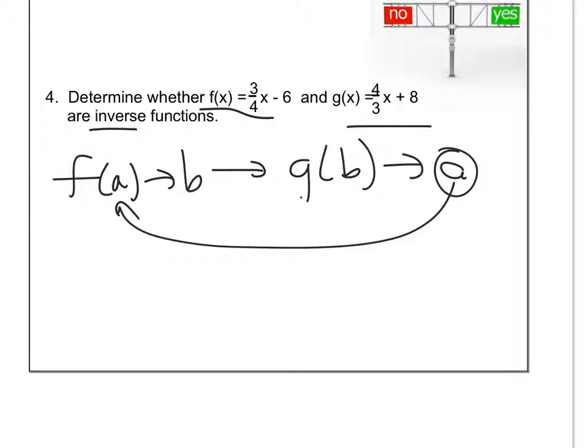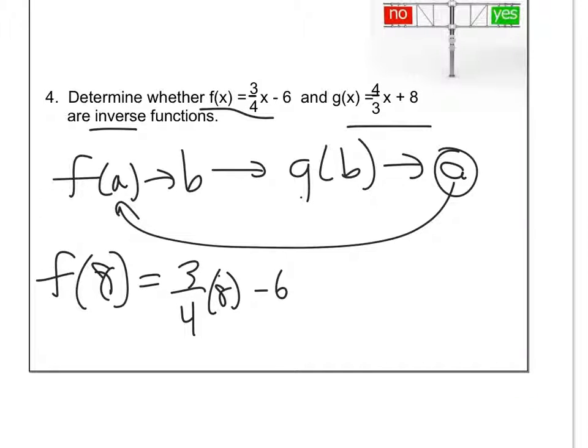All right, so f of x is 3/4 x minus 6. So if I just let x be, I don't know, 8. So I let f of 8, so that's 3/4 of 8 minus 6. I picked 8 because I know I'm going to divide by 4 right away. So this becomes 6 minus 6, which is 0.